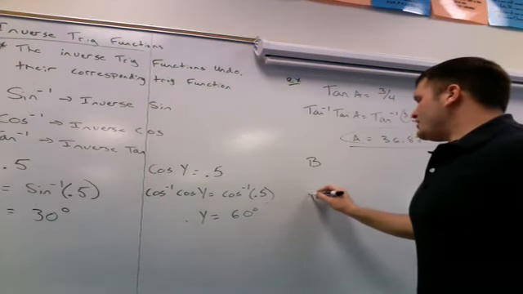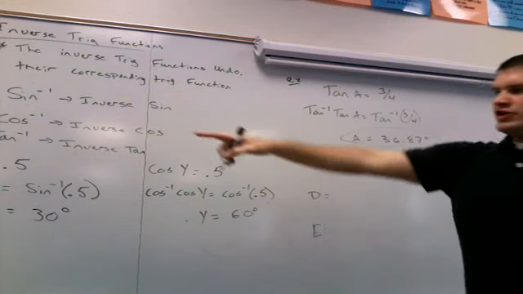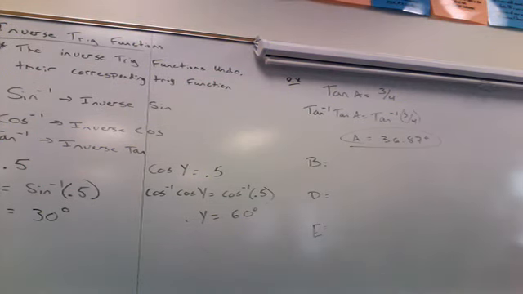Now, what I want you guys to do, and this will be the last thing we do today, is find B, D, and E. We already wrote the ratios down, right? So find B, D, and E using the ratios we wrote down at the beginning of class. You don't have to write them out. You can just find the answers.